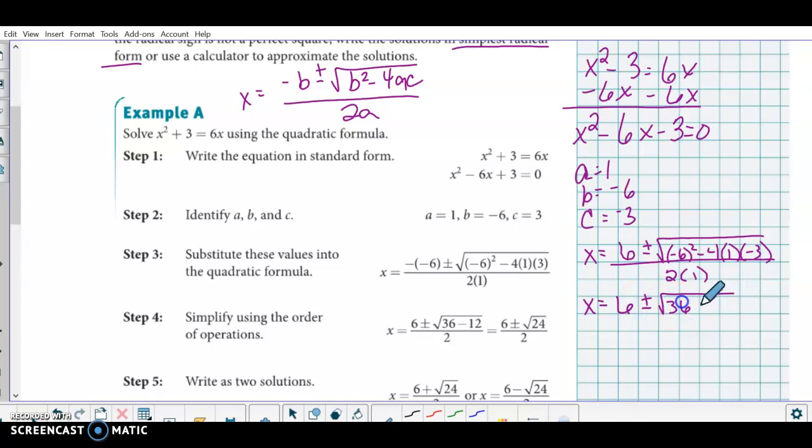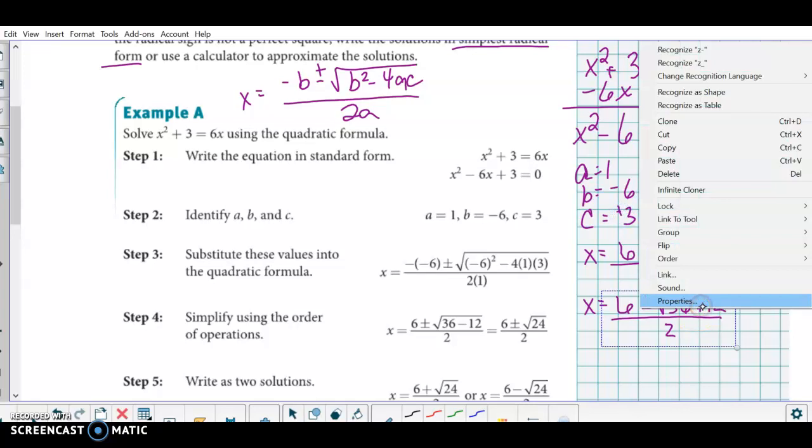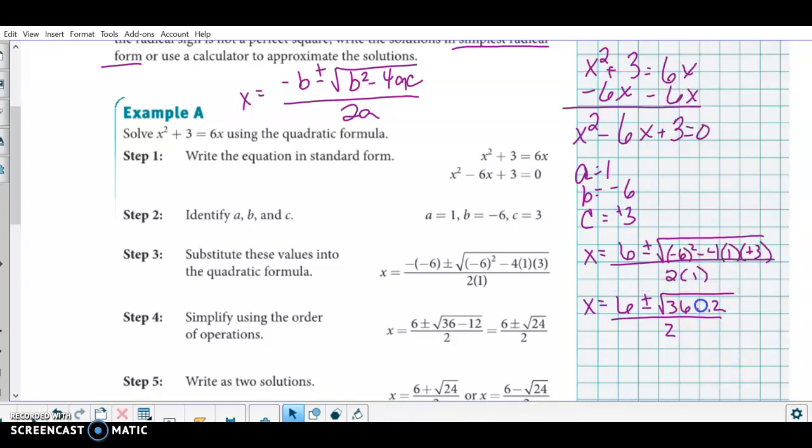So we would get 36. Negative 4 times 1 is negative 4 times negative 3 is a positive 12 all over 2. And I know, oh, I'm sorry, this was a positive 3 originally. That actually changes things. So this would actually make this a minus. I apologize for that. Be careful with your signs. That's what I've always told you. Minus 12. All right, so x equals 6 plus or minus the square root of 24 over 2.